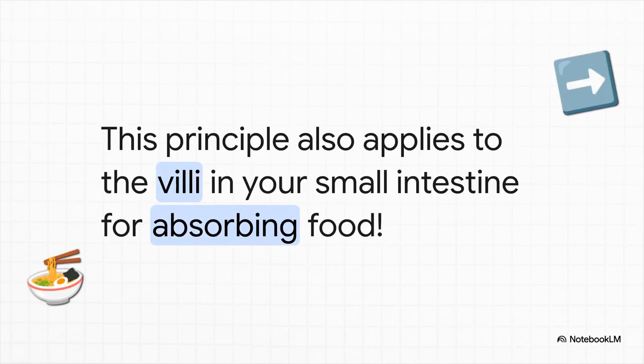And you know what? This isn't a one-off trick. Nature loves this design. You see the exact same principle in your small intestine. It's lined with these tiny, finger-like projections called villi, and their whole job is to increase the surface area for absorbing food. It's a classic biological strategy. So that's it. Three crucial processes that your cells use to control everything that comes in and goes out.